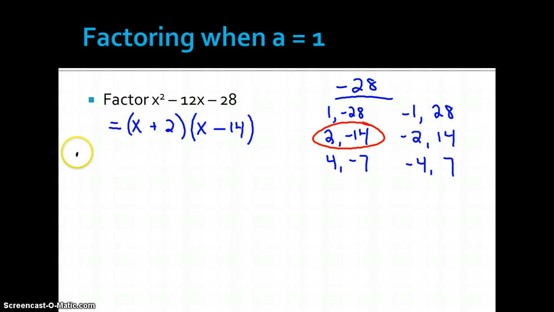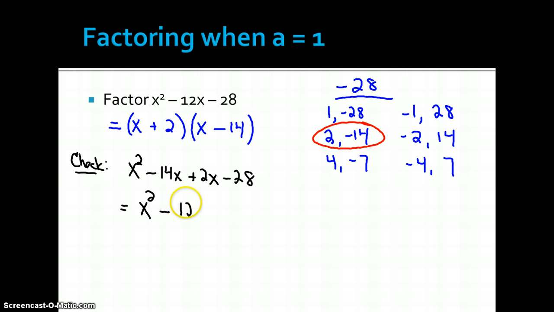You must check your answer, and we check it by FOILing. X times x is x squared. X times negative 14 is minus 14x. 2 times x is plus 2x. And 2 times negative 14 is minus 28. And when we simplify that, we get x squared minus 12x minus 28. So our final answer, that factor is x plus 2 times x minus 14.